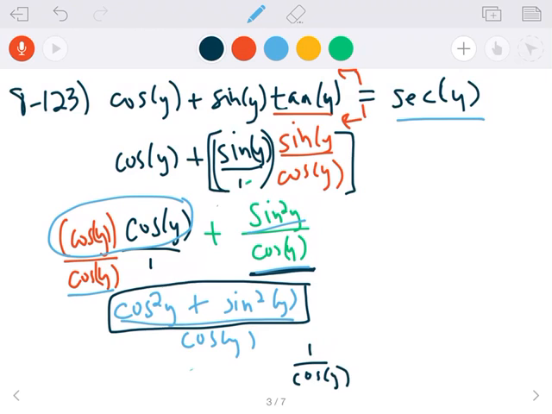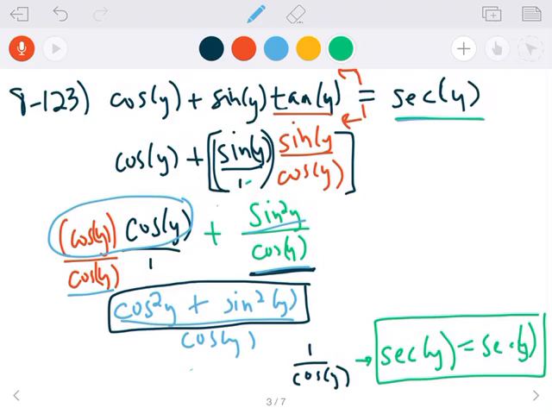And then using reciprocal trig functions, we know that 1 over cosine is the same as secant. And that's what we have up here. So we would end our identity by saying the secant of y is equal to the secant of y.